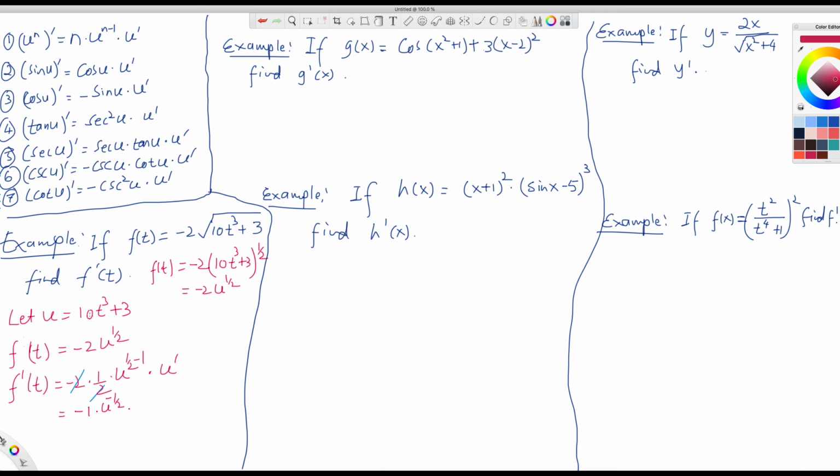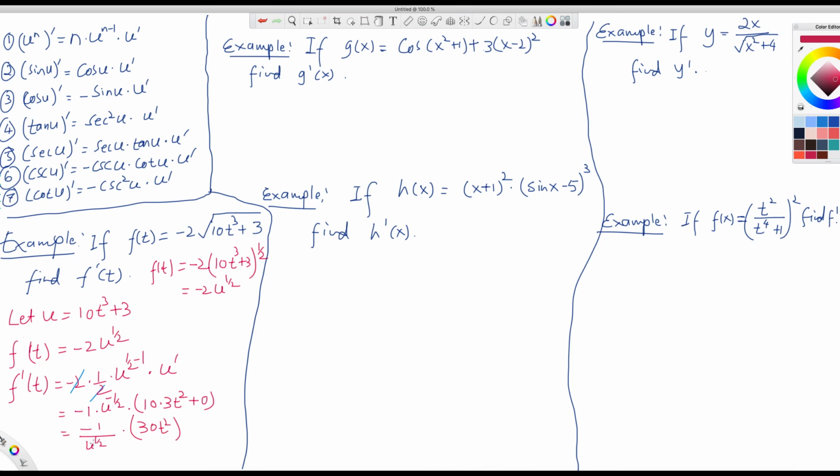The u prime is 10 times the derivative of t cubed, which is 3t to the 3 minus 1, so t squared, plus 0, right? Because the derivative of 3 is 0. That is u prime. So basically you can write this as negative 1 over u to the 1/2, because you move that to the denominator since it has the negative exponent, times 30t squared plus 0, which is just 30t squared.